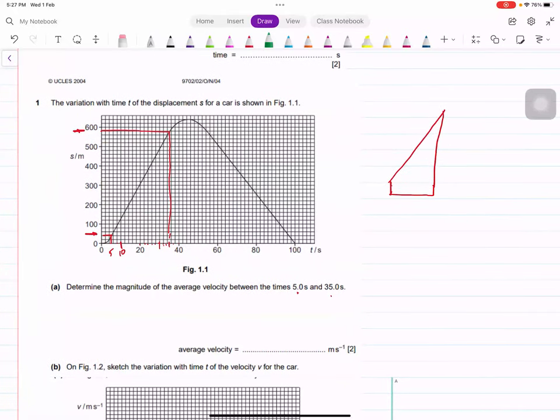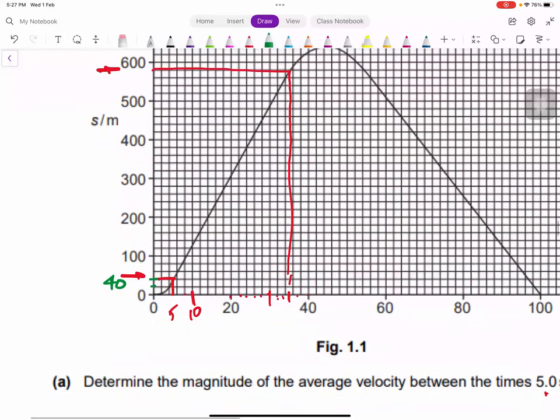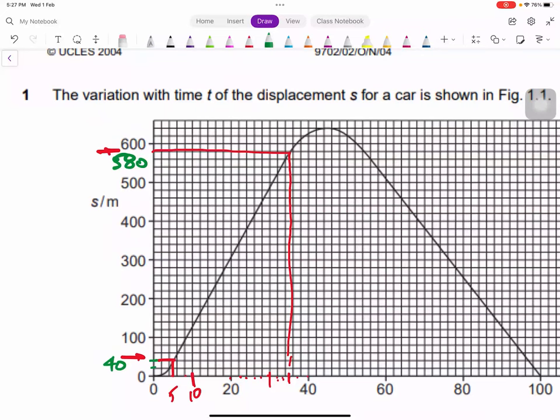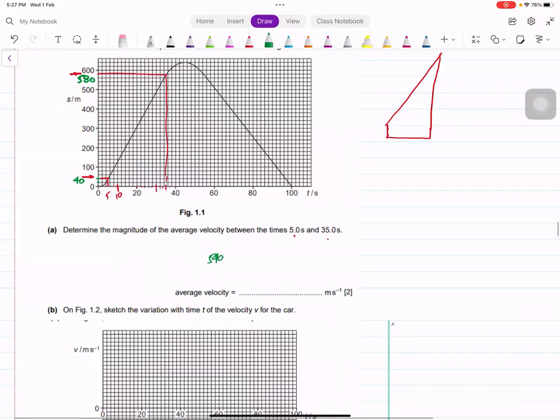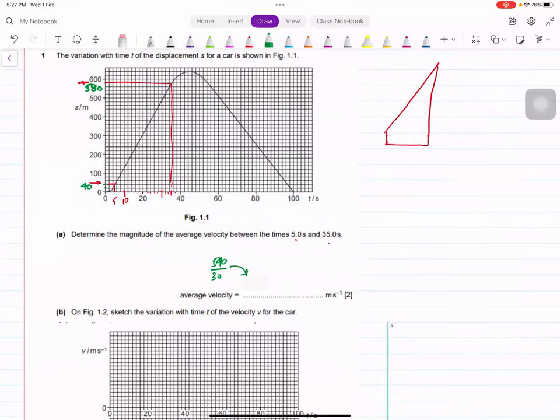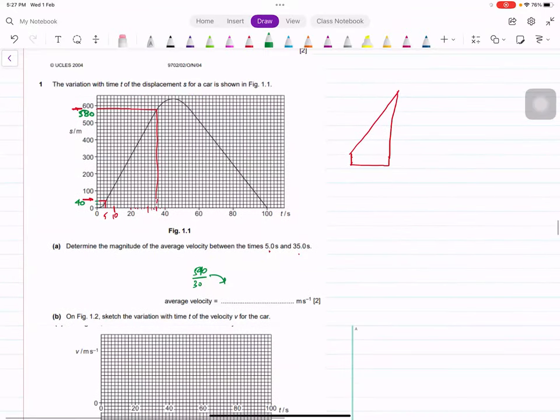So you should remember that basically, if this is 100, this is 20, this is 40, and then this is like 580. So 40 minus 580 is 540, and 540 divided by 30 would give you the average speed. But now this is the real question. Let's do this. You need to translate this graph into this.